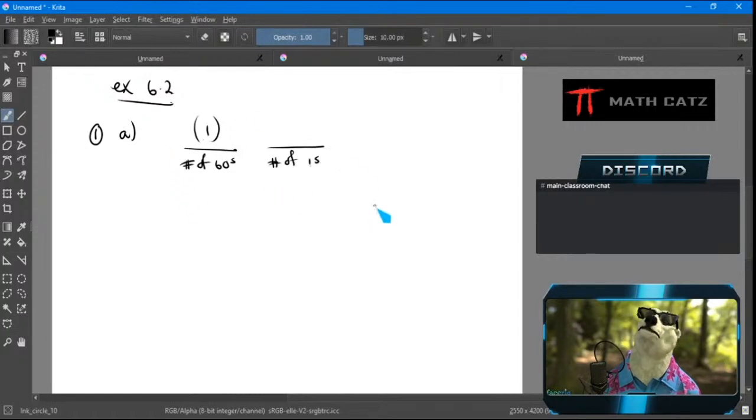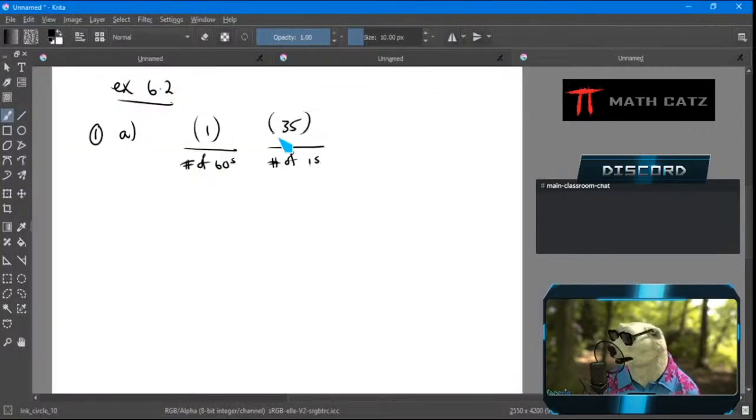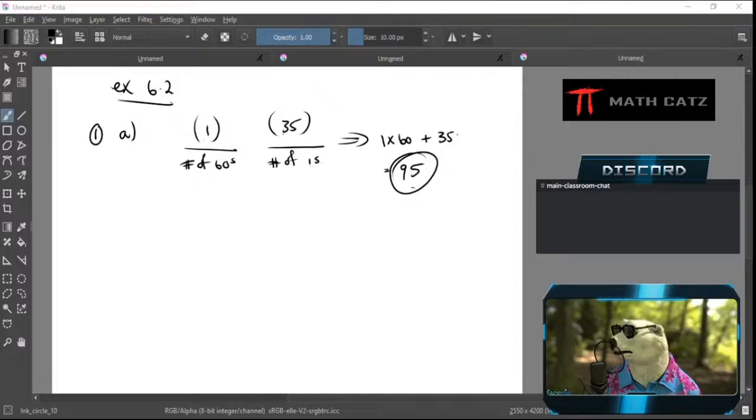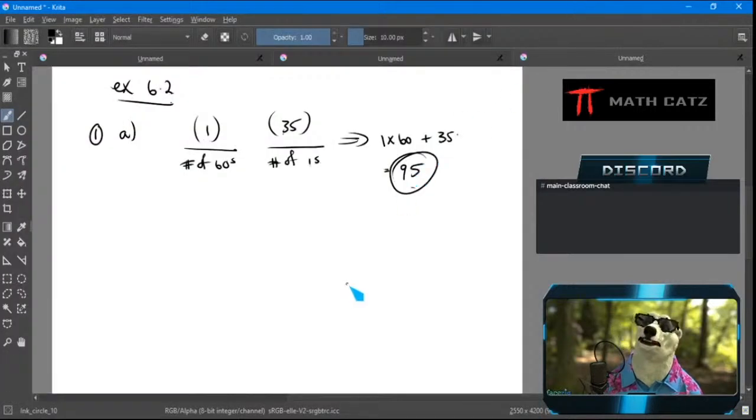I'm just trying to figure out crossing over to my complete conversion. So make the brackets remind me, I'm not done. I'm just seeing what there is in that place. Okay. Then in my next place, the ones place, I have 35. So that then means I have one group of 60 plus 35 left over. So therefore I have 95. So this Babylonian representation is the representation for 95.